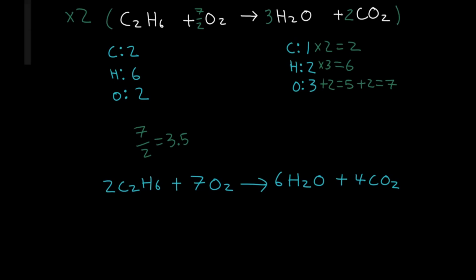Okay, let's do one last example. We'll do another combustion reaction because those are tough to do. So this time we have C8H18 plus O2 will turn into CO2 plus H2O. So let's make a table again.